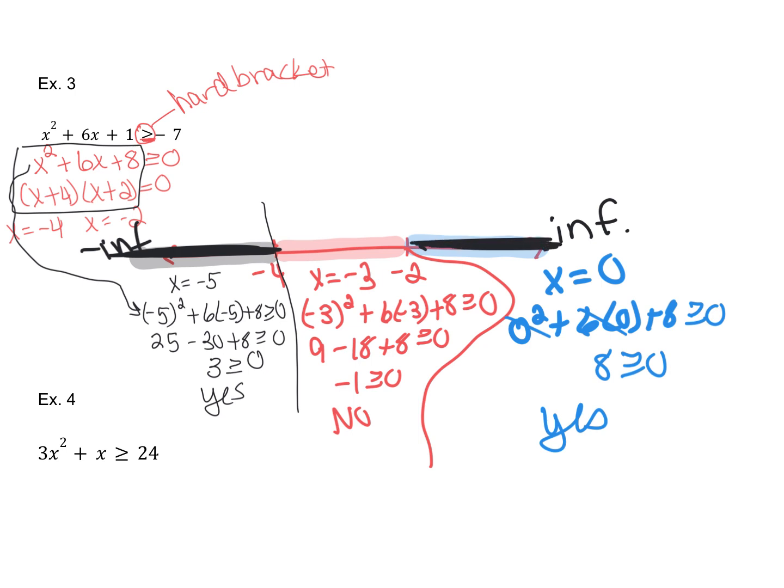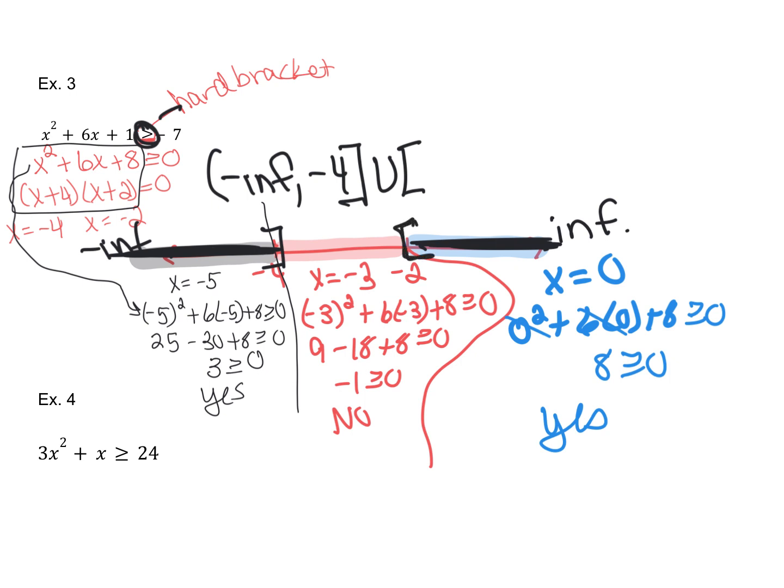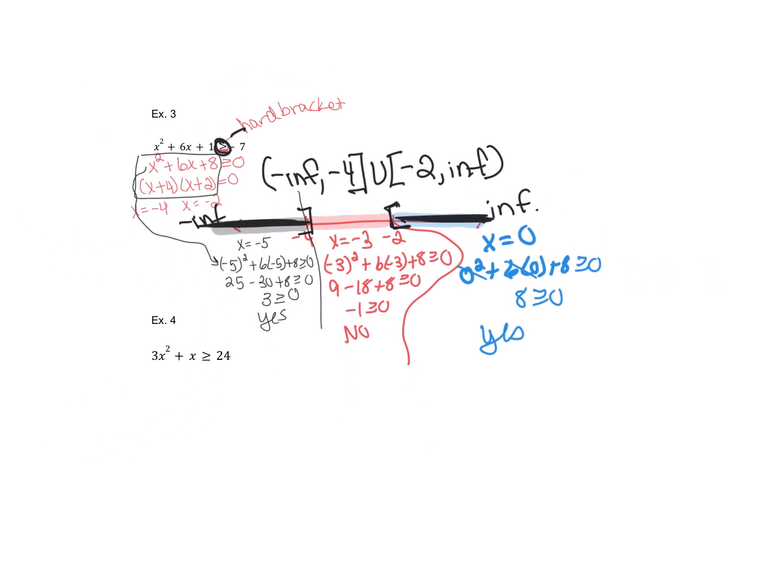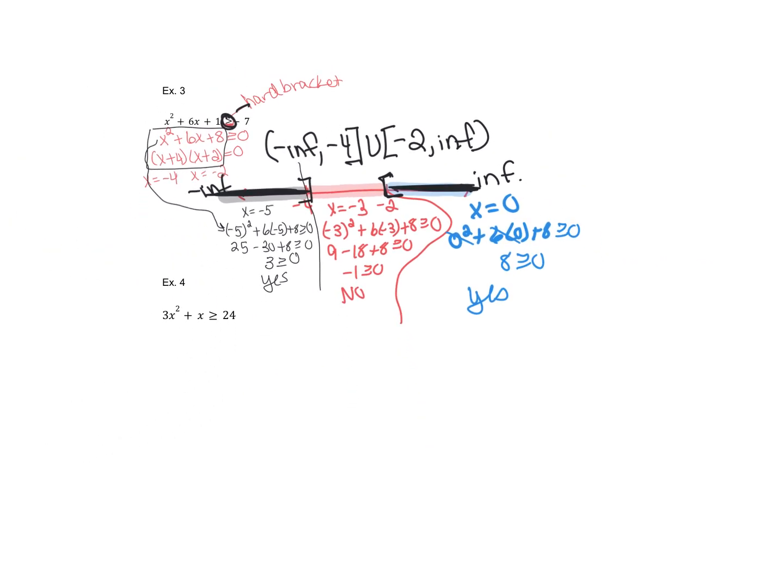So that means I am going to go from -infinity to -4. Remember, infinity is always a soft bracket. This or equal to right here indicates that we would need to have a hard bracket. So I would have a hard bracket there. And I am also going to be going from a hard bracket -2 to positive infinity. And again, infinity always has the soft bracket. Okay? All right, let's do one more example here.